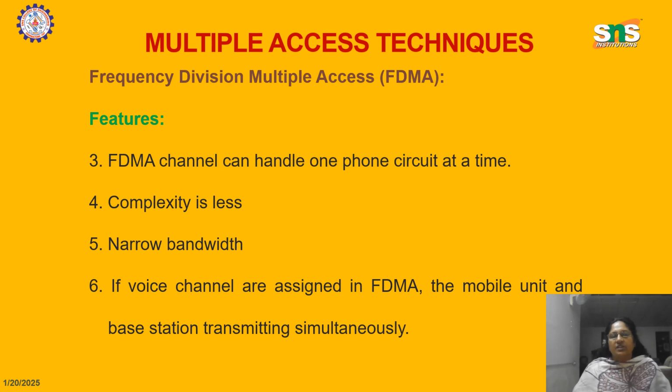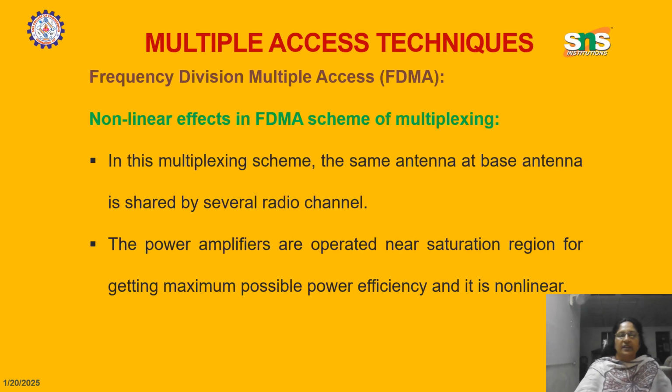Frequency division multiple access. FDMA channels can handle one phone circuit at a time. Complexity is less. Narrow bandwidth. If voice channels are assigned in FDMA, the mobile unit and base station transmit simultaneously.